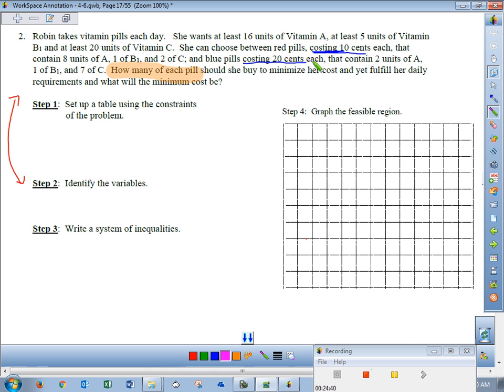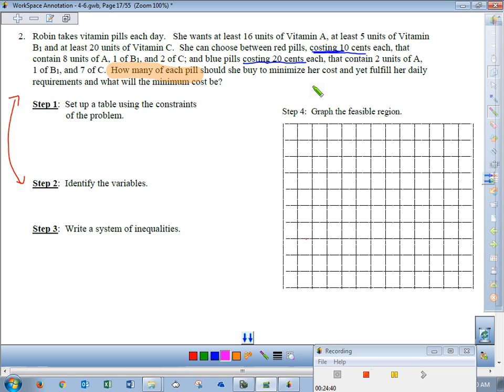So there's a reason, since I've done this problem already ahead of time, why I kind of underlined the cost, because the cost is going to come in later. Just like in the previous problem, the profit kind of came in later. Like these 10 cents and 20 cents aren't going to have anything to do with this little table we're going to set up. They come in when we write our cost equation.